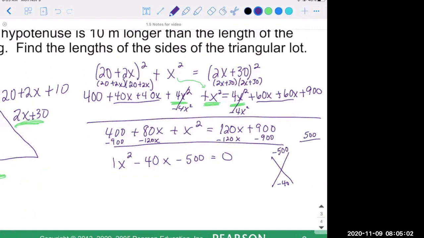So if you're not sure, you can write out all of your factors of 500. This might take you a minute, but you'll definitely find them eventually if you just write out all of your factors.